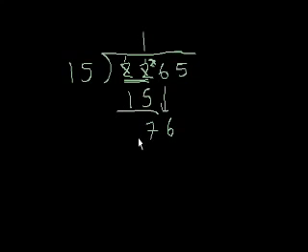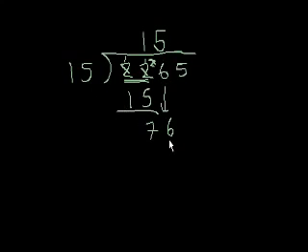Once again, there isn't a real easy mechanical way to do it. You can kind of eyeball it and estimate. Well, 15 times 2 is 30. 15 times 4 is 60. 15 times 5 is 75. That's pretty close. So let's say 15 goes into 76 5 times.